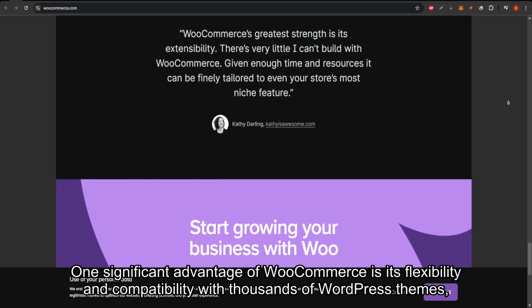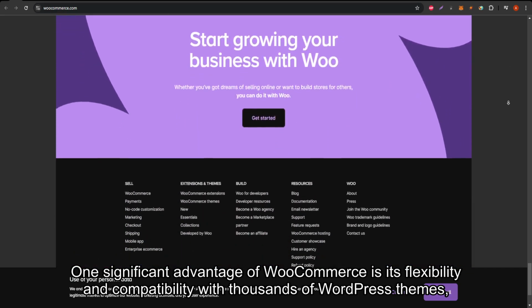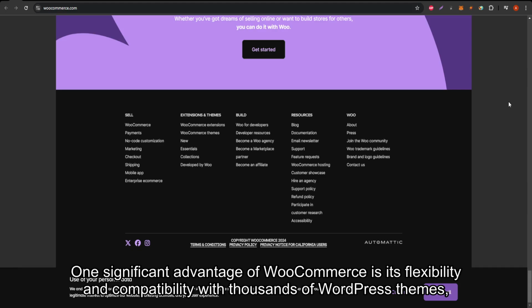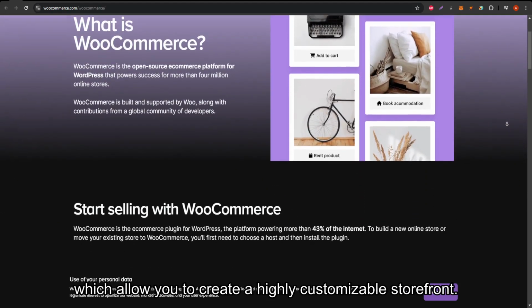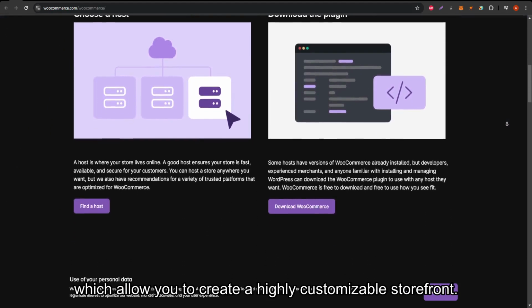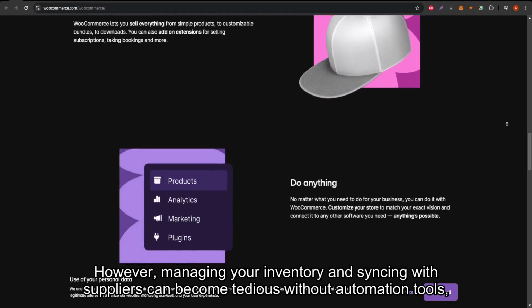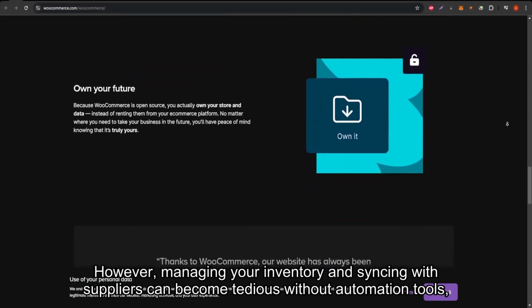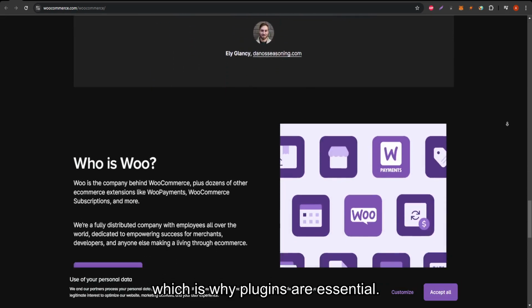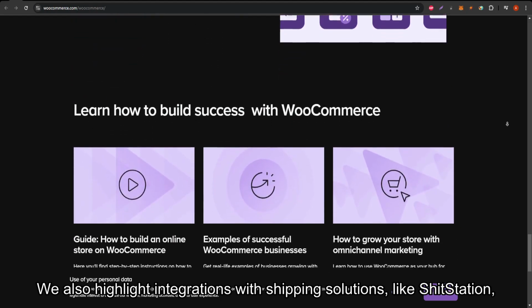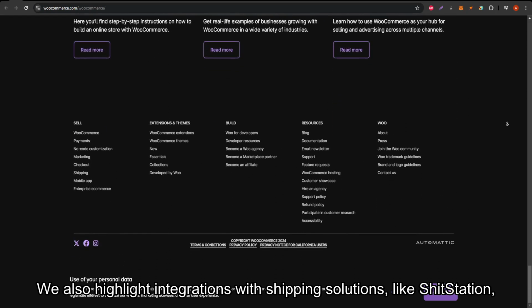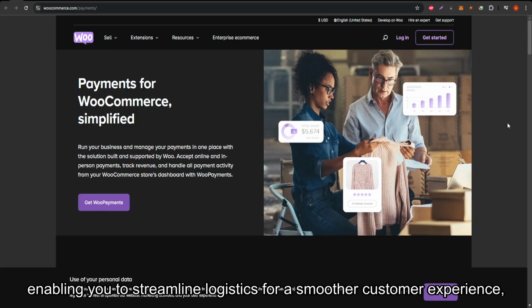One significant advantage of WooCommerce is its flexibility and compatibility with thousands of WordPress themes, which allow you to create a highly customizable storefront. However, managing your inventory and syncing with suppliers can become tedious without automation tools, which is why plugins are essential. We also highlight integrations with shipping solutions like ShipStation, enabling you to streamline logistics for a smoother customer experience.